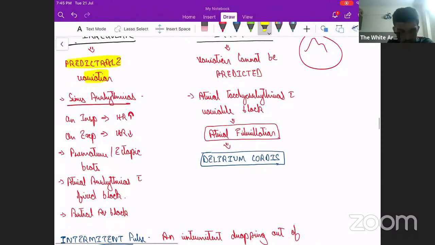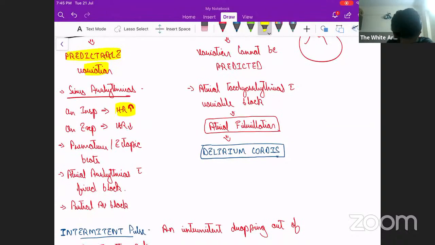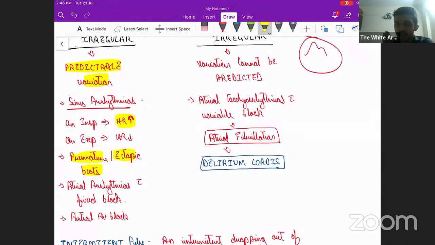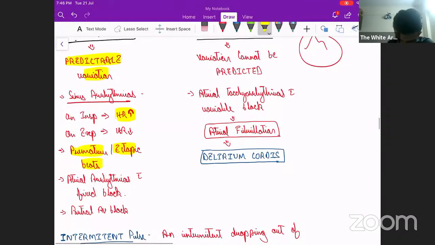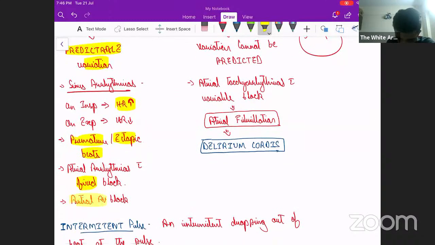One is sinus arrhythmia. In sinus arrhythmia, with inspiration, heart rate increases. Why does heart rate increase with inspiration and decrease with expiration? Anyone who knows the answer, in your chat box? Okay. One more is premature or ectopic beats which are occurring regularly. If they occur regularly, the rhythm is irregular, but since they occur regularly, you can predict the pattern of variation. That is why it is regularly irregular. Next, atrial arrhythmias with fixed block. If the block is fixed, then okay. Then partial AV block, like 2:1 block, Mobitz type 2 block. In those conditions, we can expect what the variation is going to be.